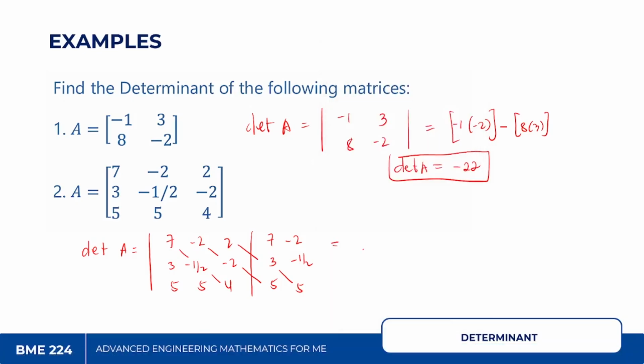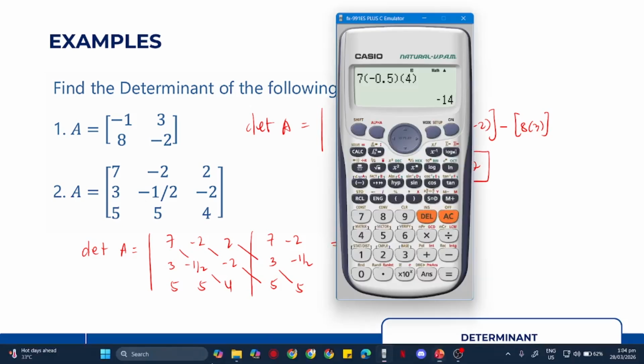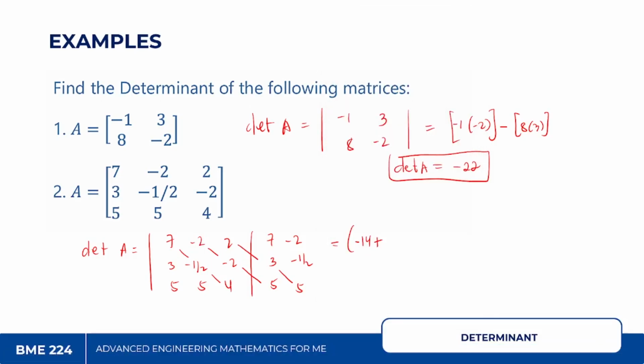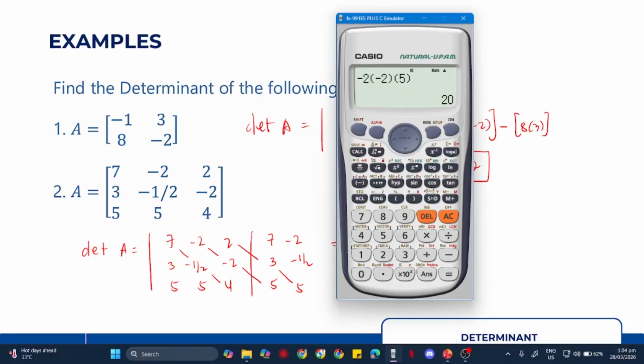So this is negative 14. Plus, this one, negative 2 times negative 2 and times 5, and that is equal to positive 20. Plus, this one, 2 times 3 times 5, and that is equal to 30.